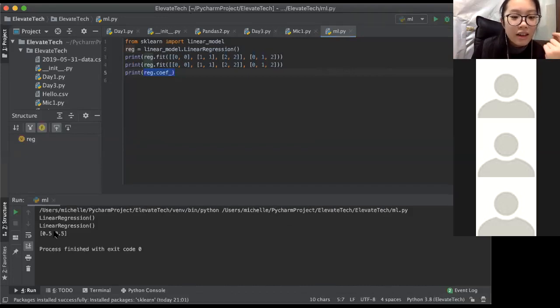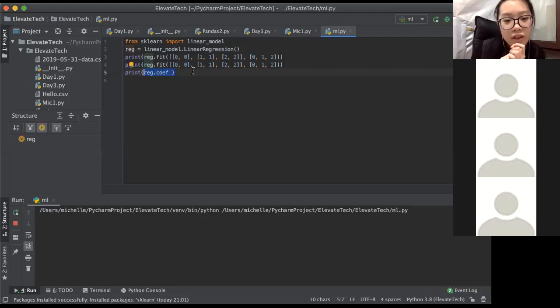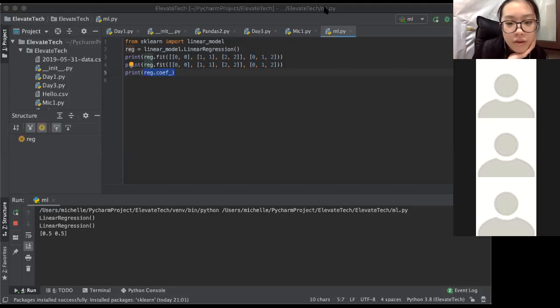Yeah. So basically, this is going to give you linear regression, and this is going to give you the coefficients of linear regression. So here we get an array for 5 and 5, so that's the 0.5 and 0.5. This is the regression line for this.